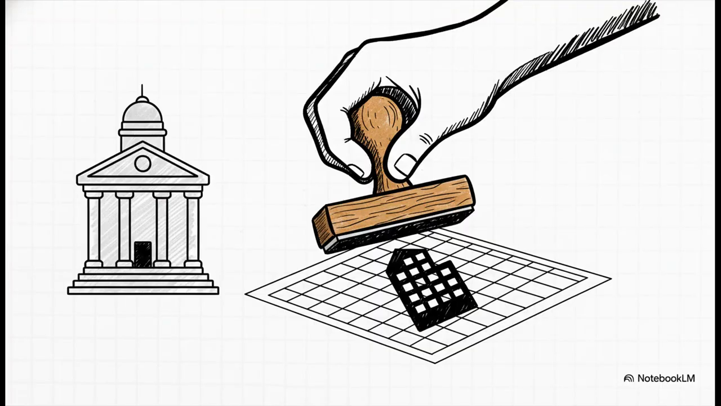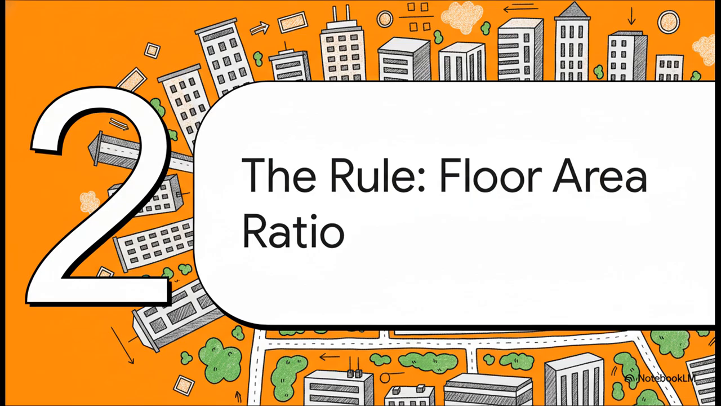See, this isn't a number you just come up with on your own. It's a specific rule, and it's carefully decided by your local government's urban planning department. They're the ones who look at an area and decide how much development it can handle. And the main tool they use to do this is called the floor area ratio, or FAR for short. And that's the big idea we're going to unpack today.